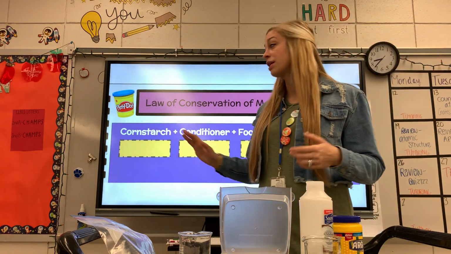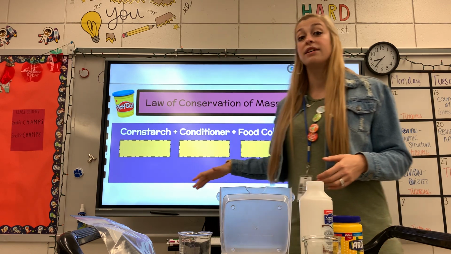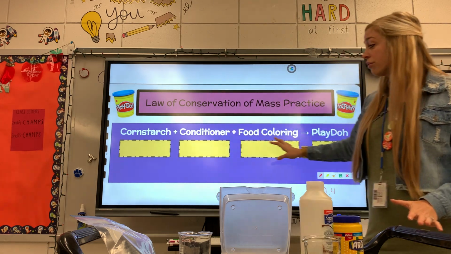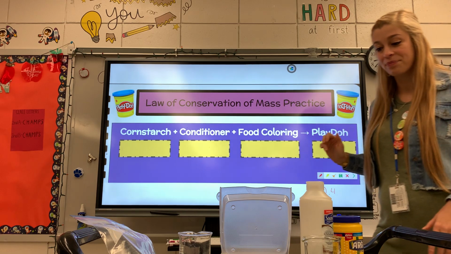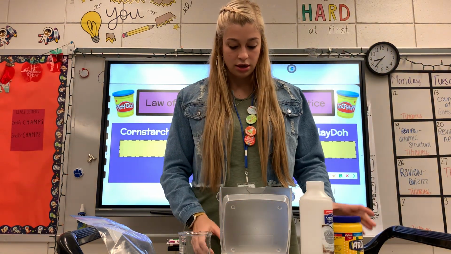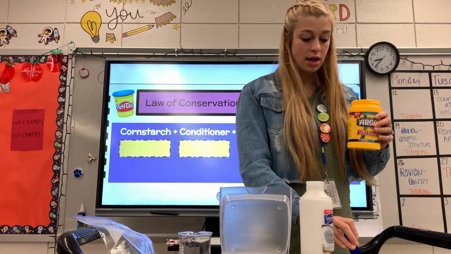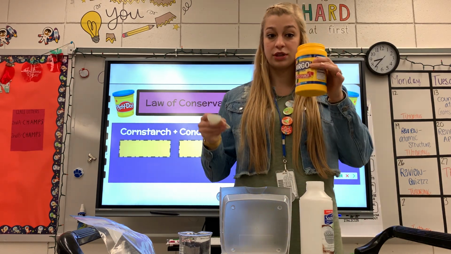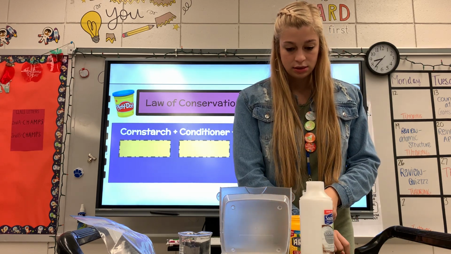As we do this, we're going to take the mass of each reactant and see if the mass of all the reactants equals the mass of our product, which will be Play-Doh. So the first thing I'm going to do is get 4 tablespoons of cornstarch, and record the mass.